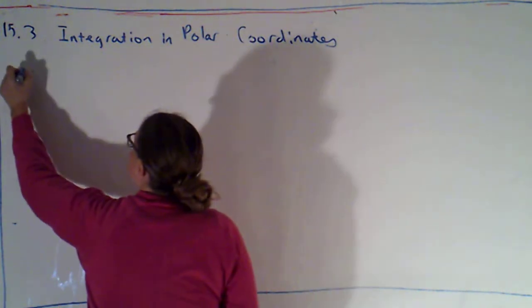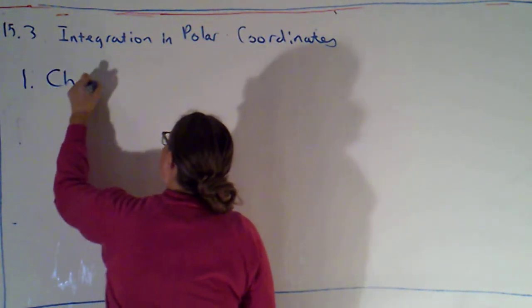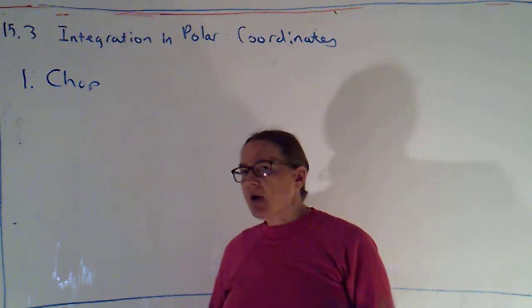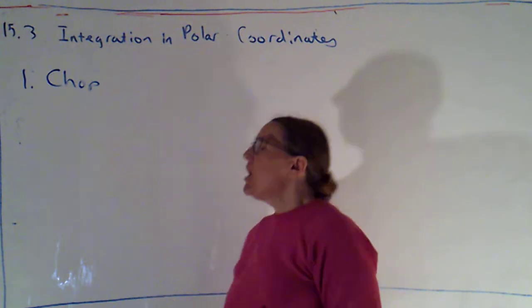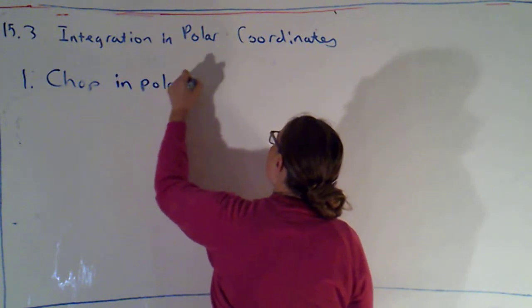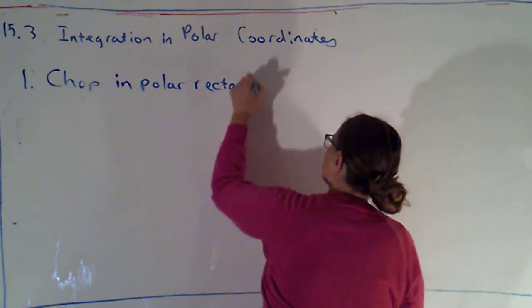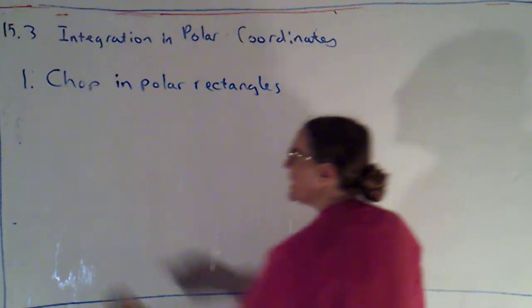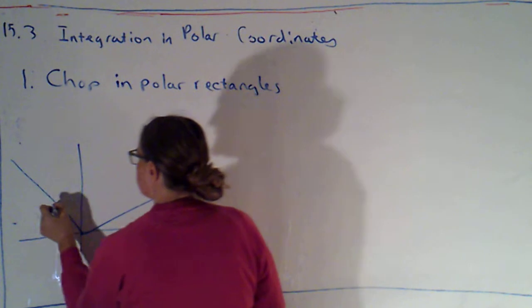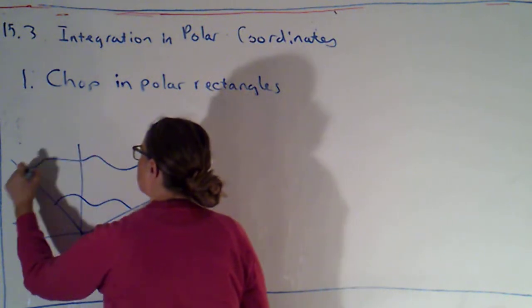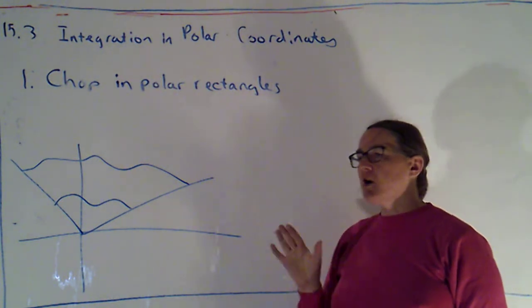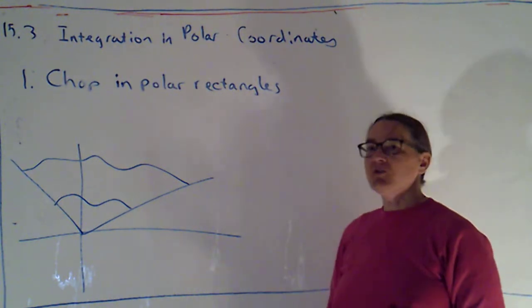Okay, so step one is to chop. Now, when we're working in rectangular coordinates, we chop things into little rectangles. When we're working in polar coordinates, we're going to chop things into what are called polar rectangles. So, if this was my region D that I was working with, a polar rectangle is just something that's bounded by 4 constant functions, but in polar coordinates.